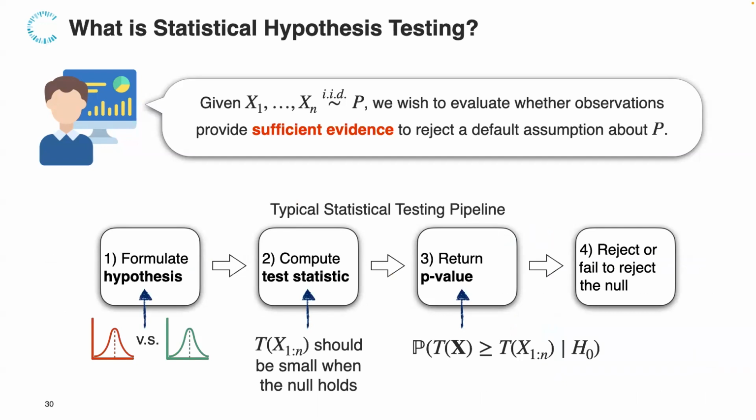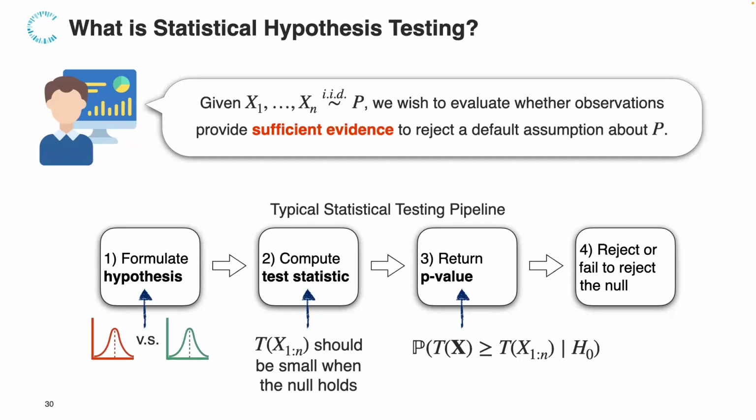You need to compute it, and this test statistic should be chosen such that it is small when your null hypothesis holds. If the null hypothesis doesn't hold and you see a very large test statistic, then you have a lot of evidence to allow you to reject the null. And then you return a p-value, which the way I understand it represents the amount of surprise you will see in your data. The amount of surprise you can reason about the null hypothesis when the data you see is the data you see. And then based on the p-value, you reject or fail to reject the null.